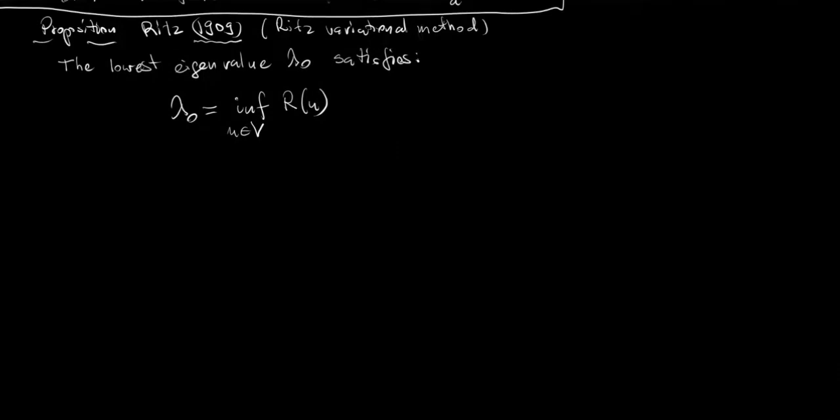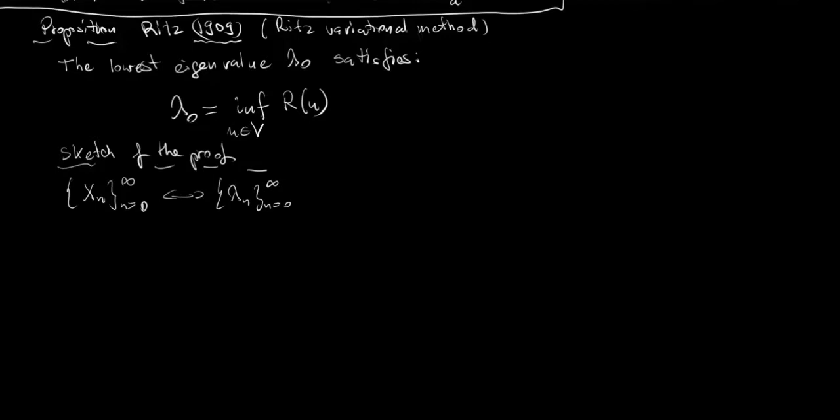So why? Let us make a sketch of the proof. So we take this sequence x_n of orthonormal functions corresponding to the sequence of these eigenvalues lambda_n, and we write any function from this space in its generalized Fourier decomposition.